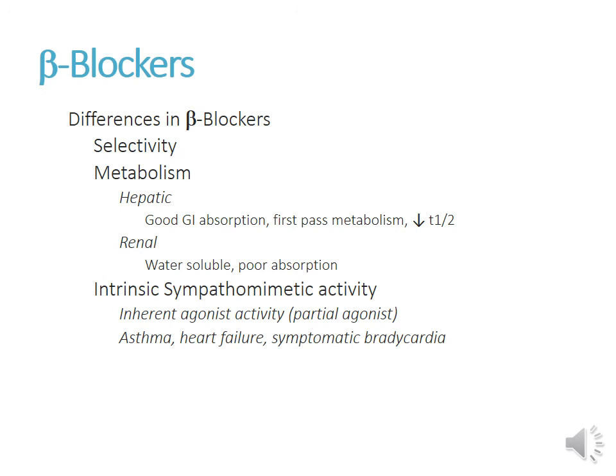There's another component called intrinsic sympathomimetic activity. I will say that clinically this doesn't really come up all that often, but it is certainly something that is good to note. Essentially, these will be beta blockers that do have some inherent agonist activity. They're more like a partial agonist than a full agonist, and these can potentially be used for something like asthma and heart failure, symptomatic bradycardia. We'll talk about those a little bit later.